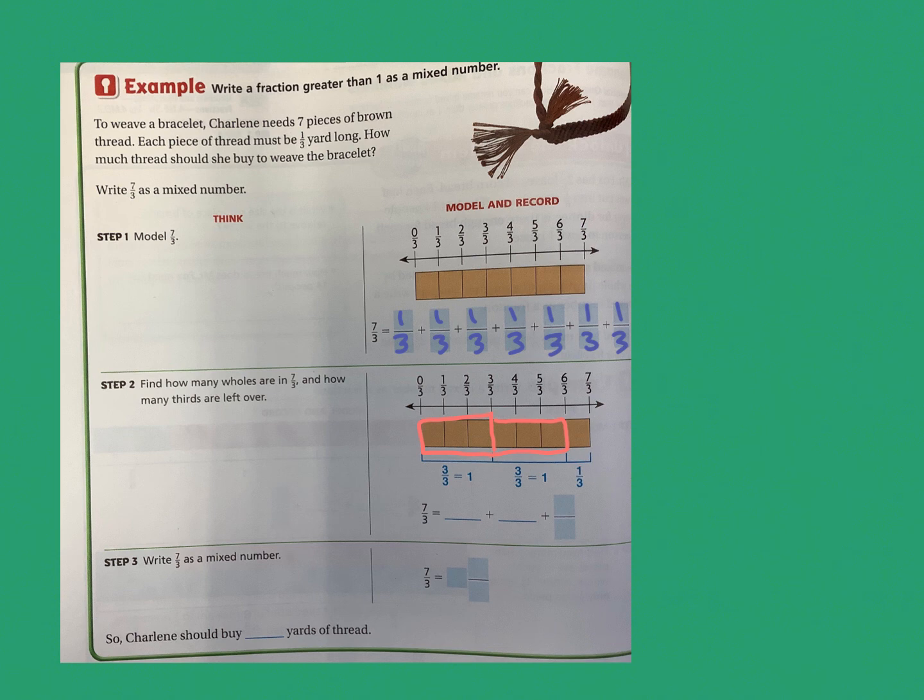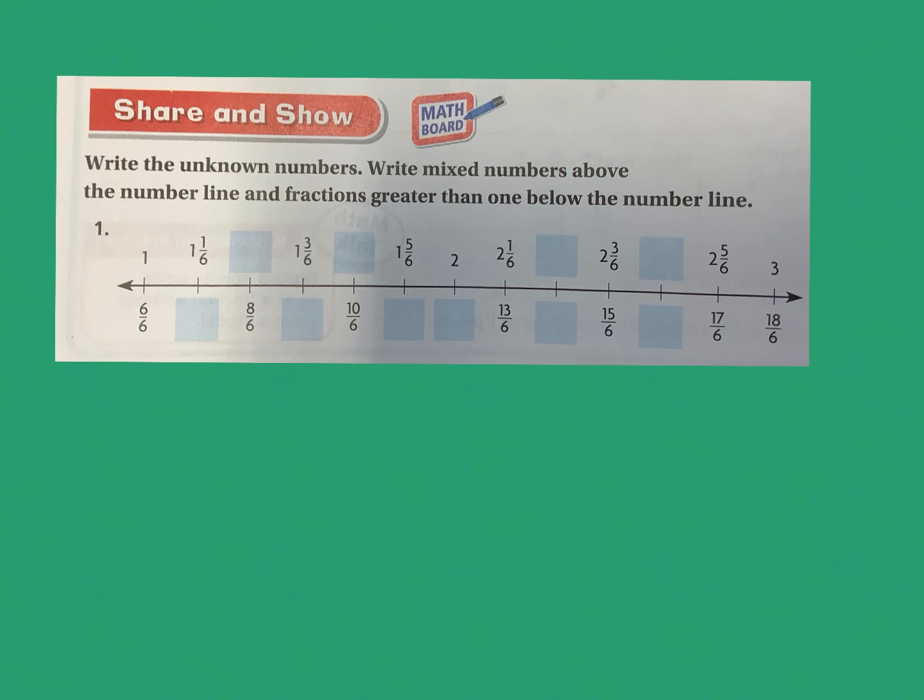So I have 1 whole plus 1 whole plus 1 third for a total of 2 whole ones and also 1 third more, 2 and a little bit more, 2 and 1 third. So Charlene should buy 2 and 1 third yards of thread. Let's look at the share and show now.